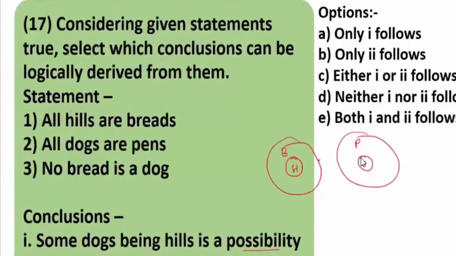Bread and dog cannot be connected. So hill comes under bread. So hill and dog can also never be connected. So this is never going to happen. This is not a possibility at all. Conclusion two: no hill is a pen. This is a normal conclusion, not a possibility one.